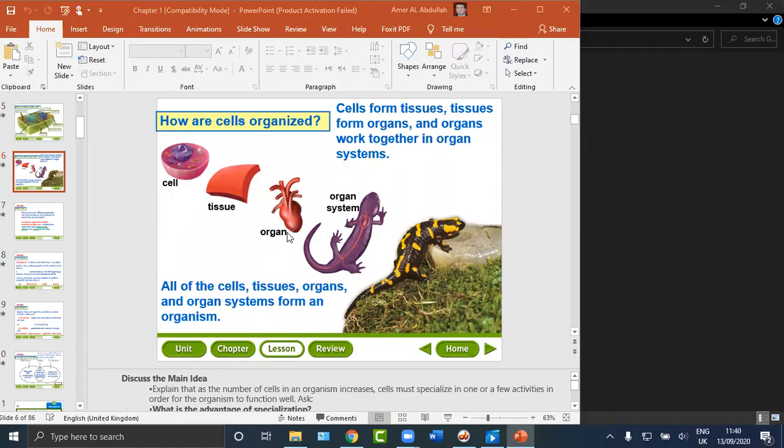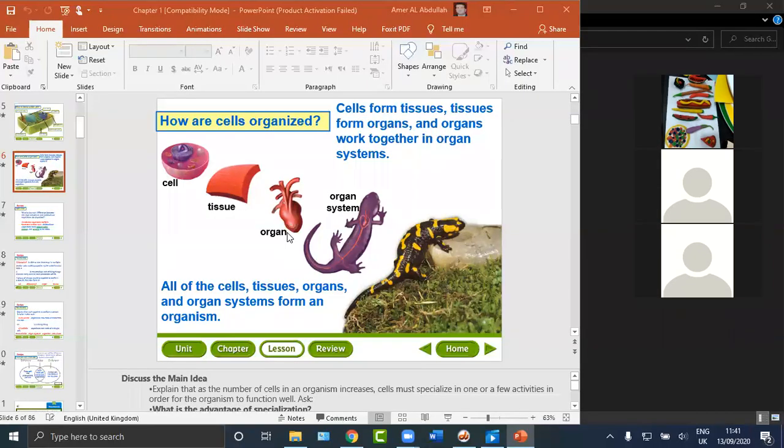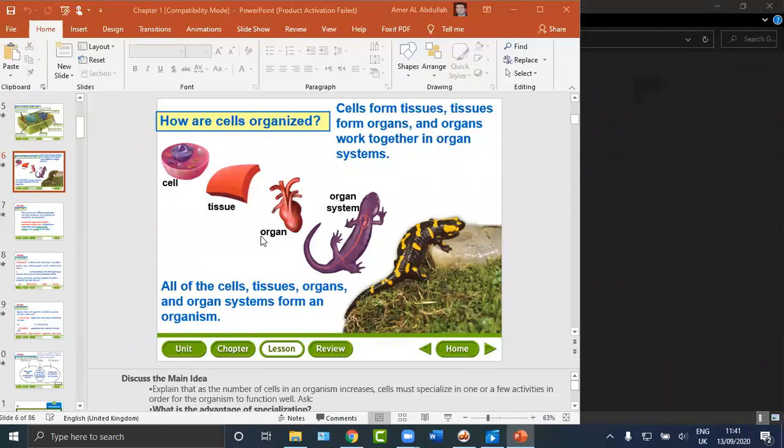We will compare between unicellular organisms and multicellular organisms, or complex organisms. In a complex organism, like a salamander, organization starts at the cell level. Here, the cells are the building blocks of the body. I will make you see.